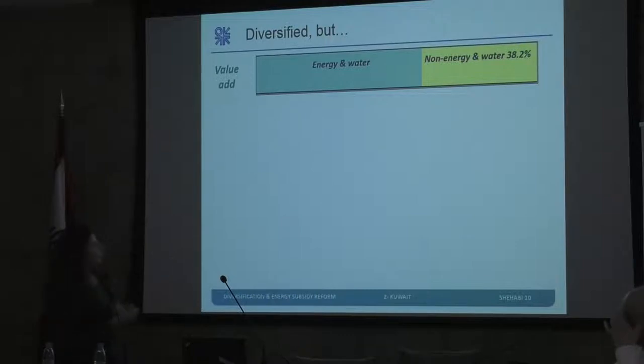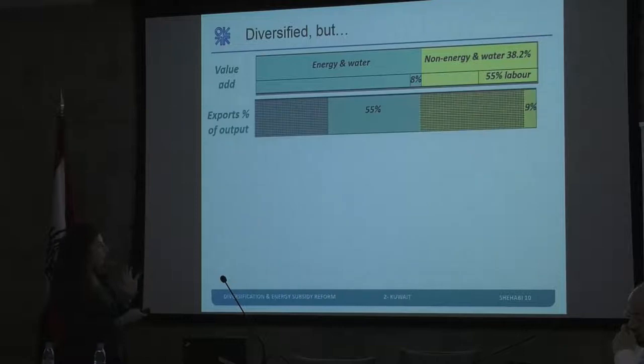at the moment. So if you follow with me, the blue is basically your energy and water sectors, and the yellow is everything else, which is 38%. In terms of its factor contribution, energy and water are very capital intensive, employing only 8% of the value add comes from labor, while the non-energy and water sectors are 55% labor. So they're very labor intensive. So that's the first idiosyncratic feature. It's kind of the sector.